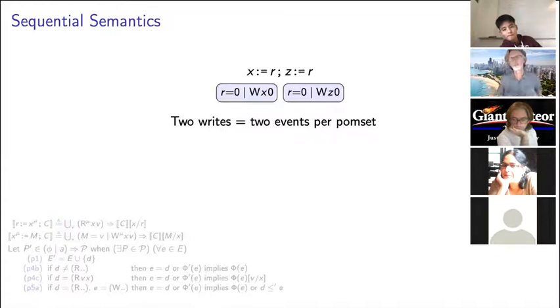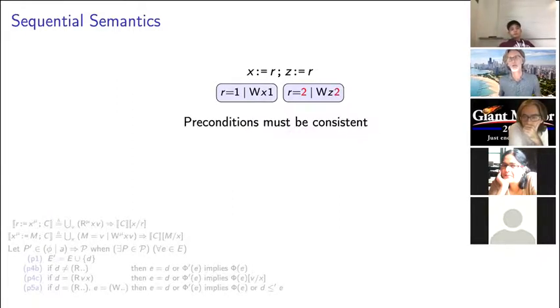Okay, now if we do 2 writes, we'll get 2 events in our Pomset. So in this case, you can see I've got the write of X and the write of Z. And of course, the values could vary over time. I could write 1, I could write 0. One thing that is tricky, though, is, if you look at these definitions, the computation here is independent. So this is something that needs to be considered.